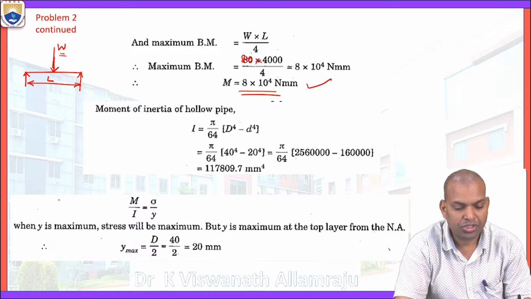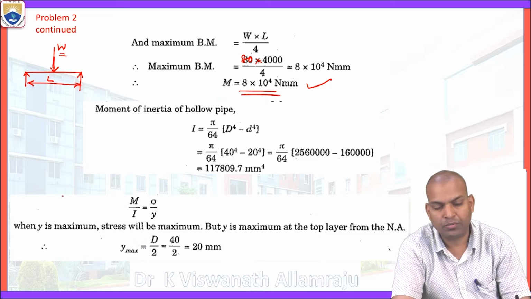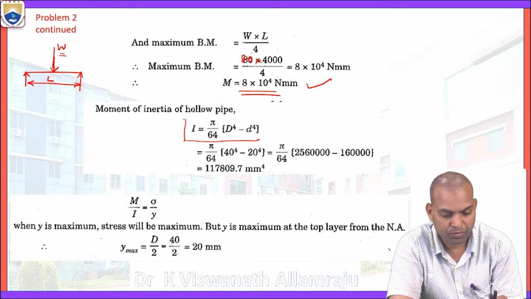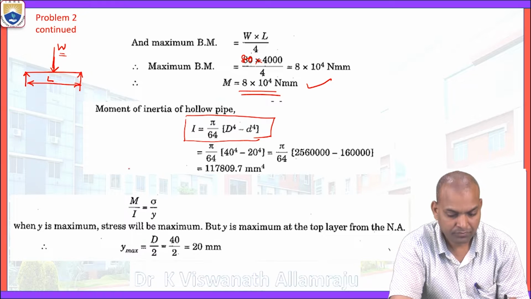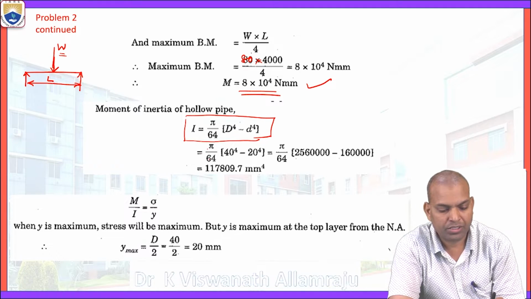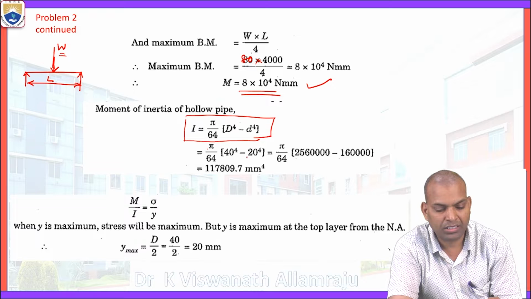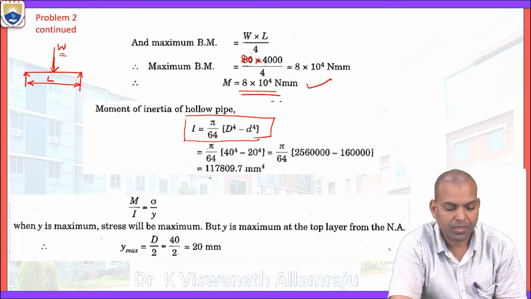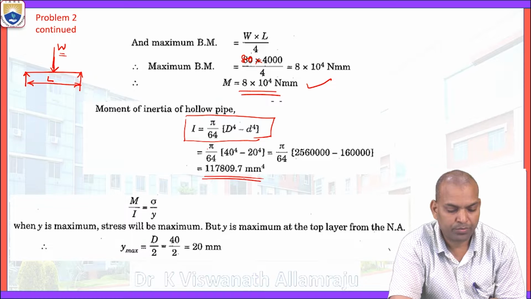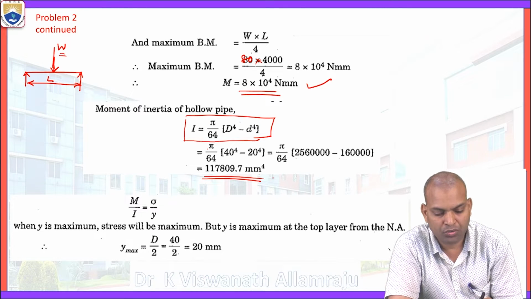The moment of inertia of a hollow pipe is given by the formula I equals pi by 64 into capital D to the power 4 minus small d to the power 4. Capital D is 40 millimeters and small d is 20 millimeters. After substituting the values, it is 117,809.7 millimeter to the power 4.